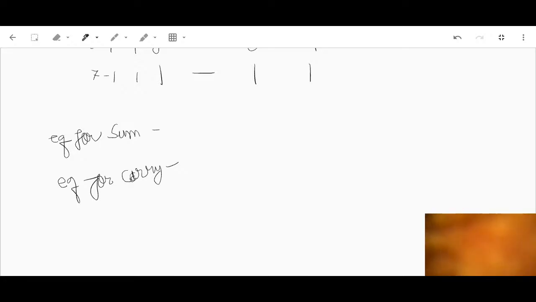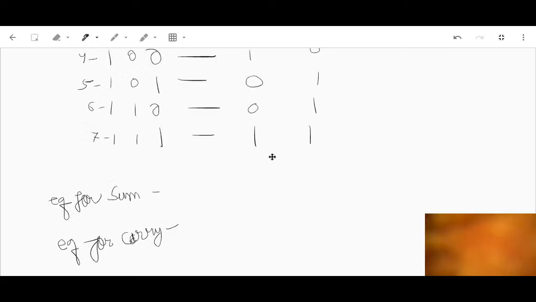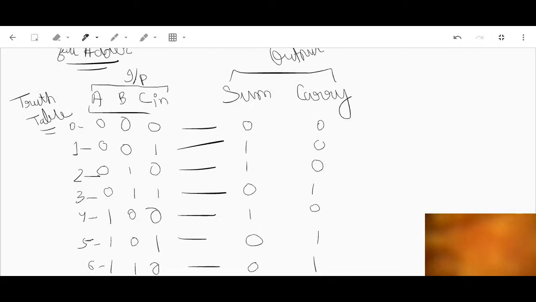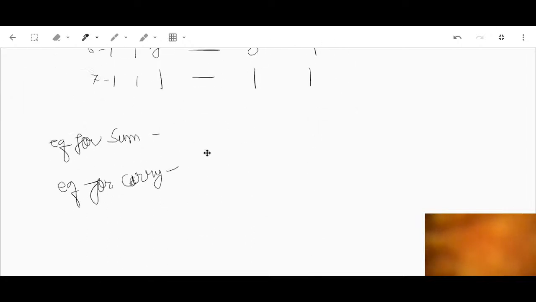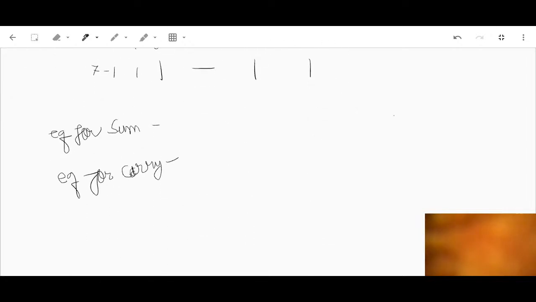So we just find the equation with the help of Kmap. Here we just see there are 3 inputs, so we have to use the 3 variable Kmap. So I'll do in one box only. I'll use only one 3 variable Kmap. You have to use it 2 times. So be careful with that.